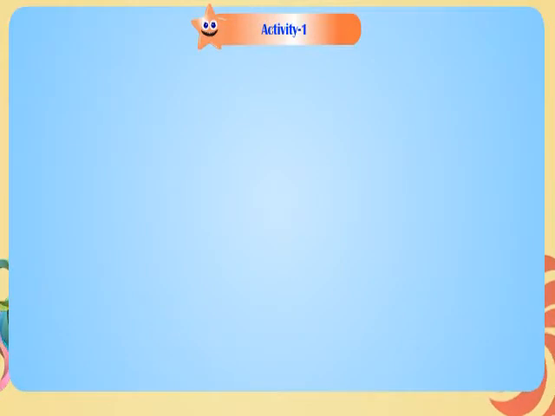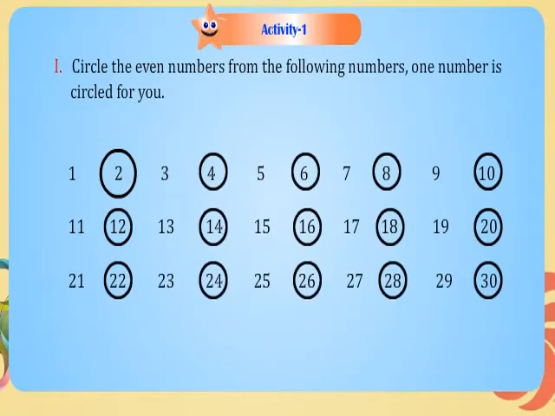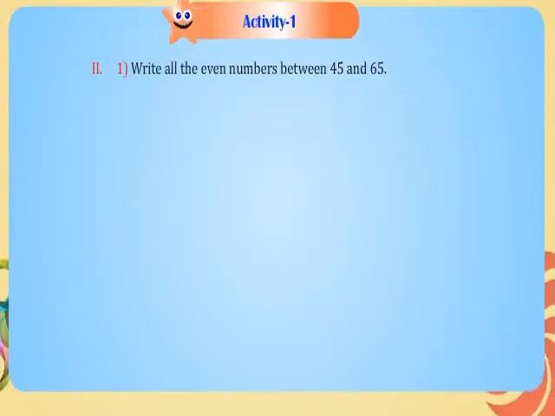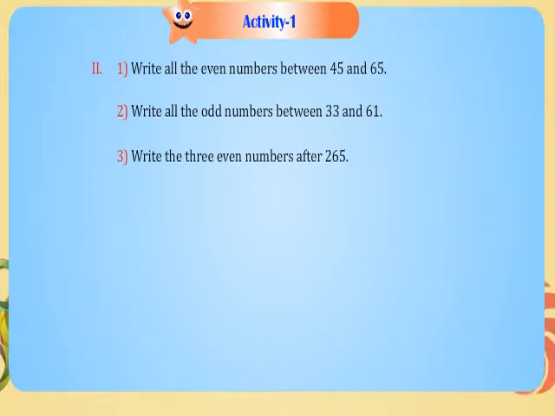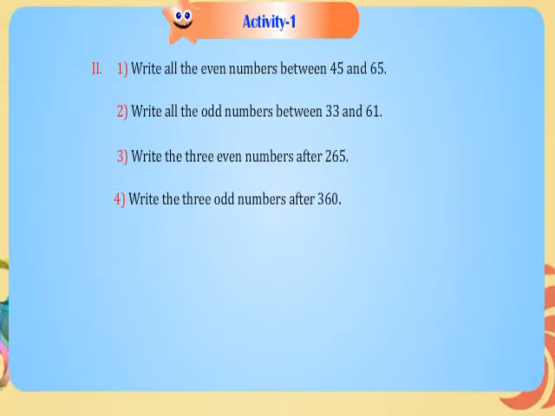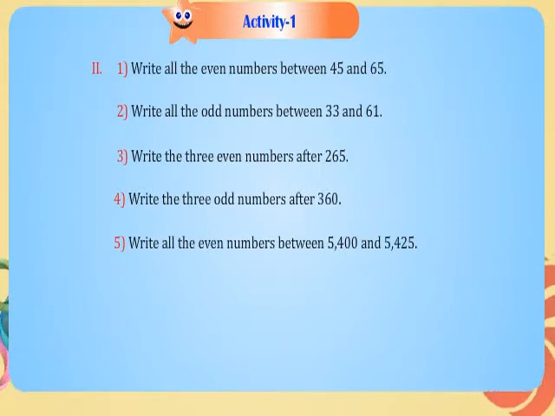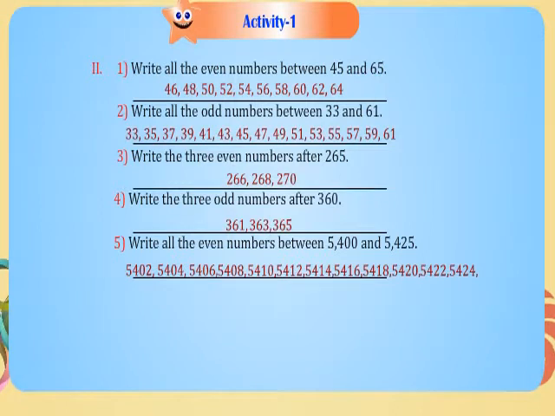Activity 1. Circle the even numbers from the following numbers. One number is circled for you. Second, write all the even numbers between 45 and 65. Write all the odd numbers between 33 and 61. Write the 3 even numbers after 265. Write the 3 odd numbers after 360. Write all the even numbers between 5400 and 5425.